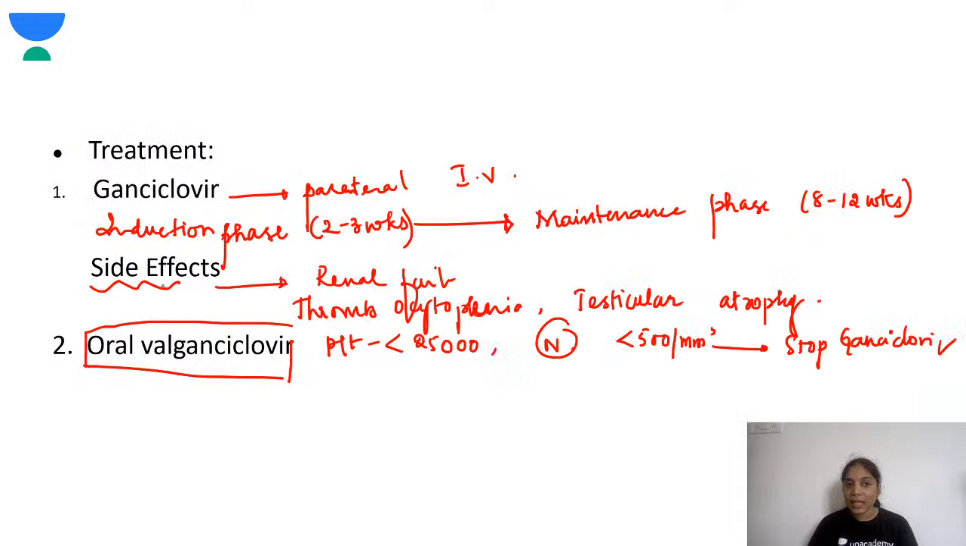The treatment is ganciclovir, but there are a lot of side effects for ganciclovir, so you should always weigh the situation whether to go ahead or not. Now oral valganciclovir is also given. There are a lot of side effects for ganciclovir. There could be renal failure, there could be thrombocytopenia, there could be testicular atrophy also.